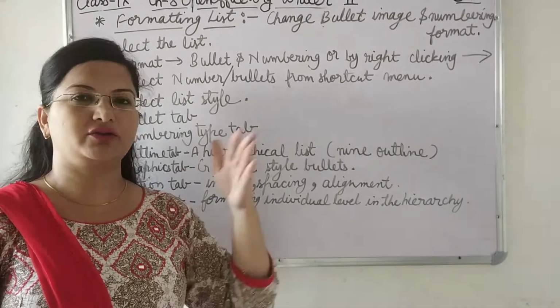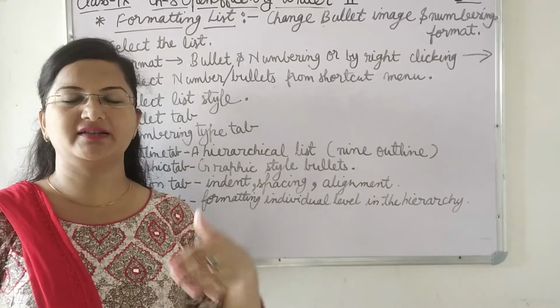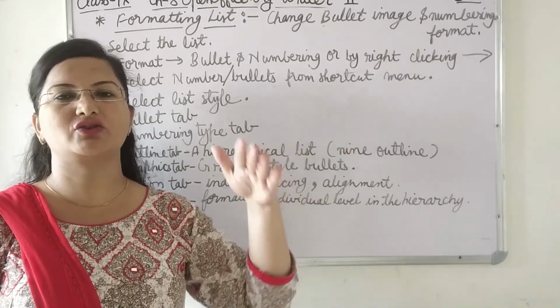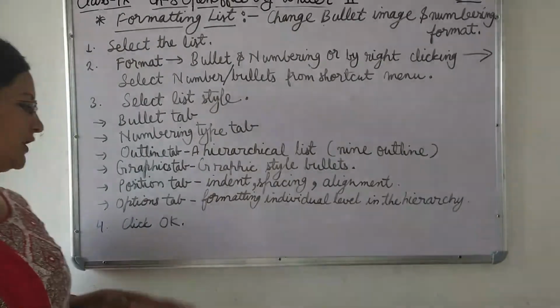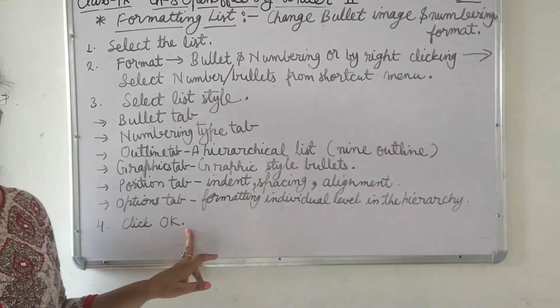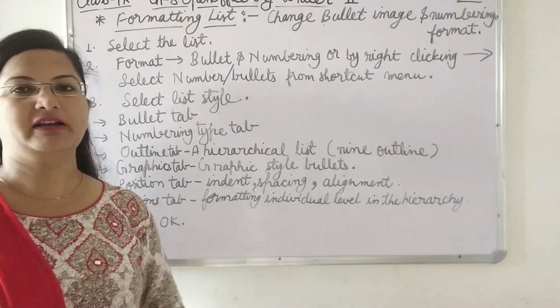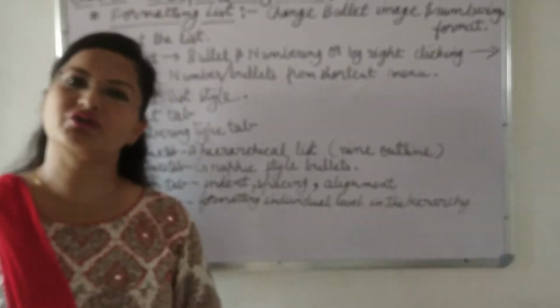We will get 2 options in bullets and numbers. In the different levels we can choose those bullets and numbers accordingly, and then after completing the list we have to click on the OK button. So students, only this much for today.